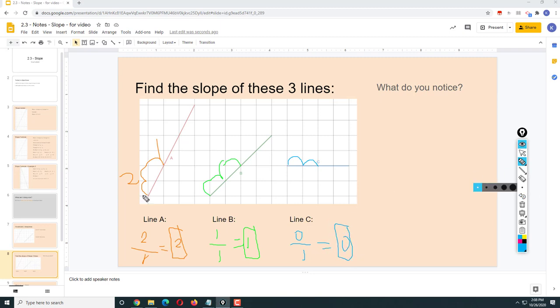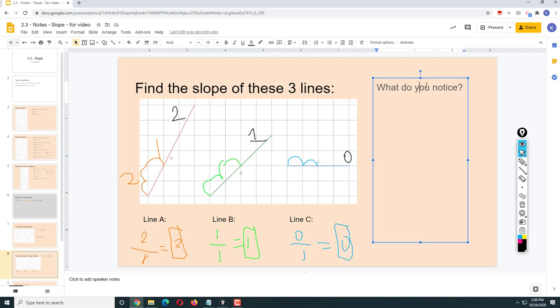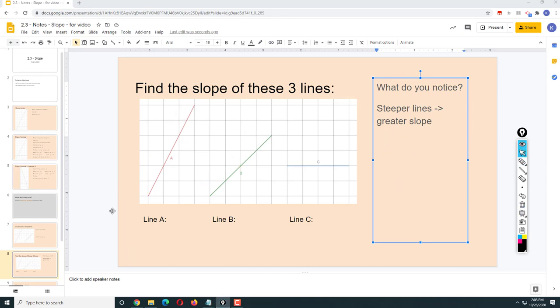So in other words, the slope of line A is 2. The slope of line B is 1. The slope of line C is 0. What do we see? We see that line A is the most steep, and the slope is also higher. So steeper lines, greater slope. That's what we see. This line is more steep than this one, so this one has a greater slope.